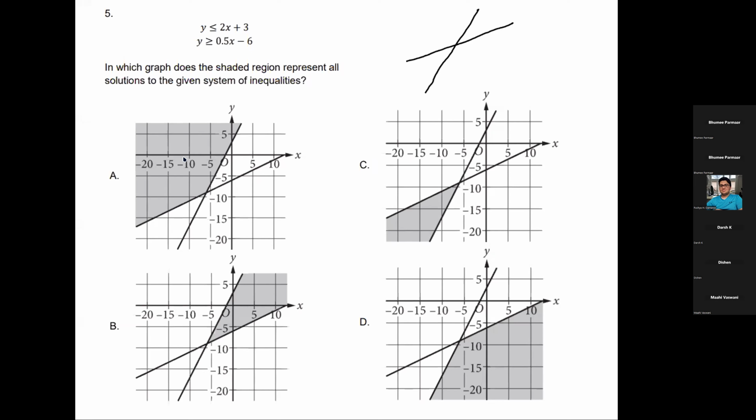Okay, so for question 5, we're given two inequalities. y is less than or equal to 2x plus 3, and y is greater than or equal to 0.5x minus 6. And so for y is less than or equal to 2x plus 3, the graph of y equals 2x plus 3 would be this line right here, which has a slope of 2. And so since y is less than or equal to, that would be all of this area below the line.